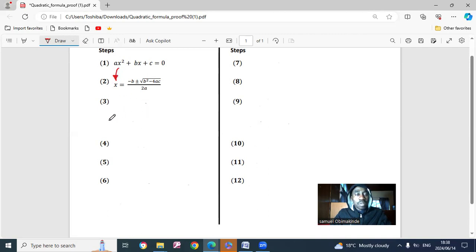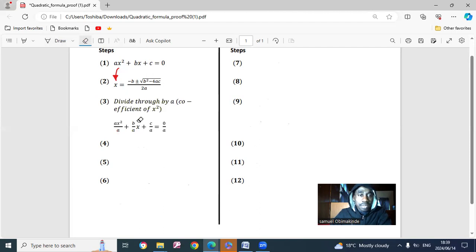And remember, when you are using the completion of squares method, the coefficient of x squared here must be 1. However, at the moment, the coefficient here is a. The coefficient of x squared is a. So how do we make the coefficient of x squared 1? That is what we see in step 3.